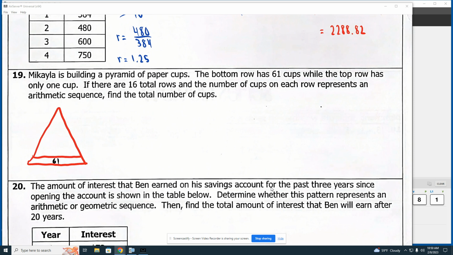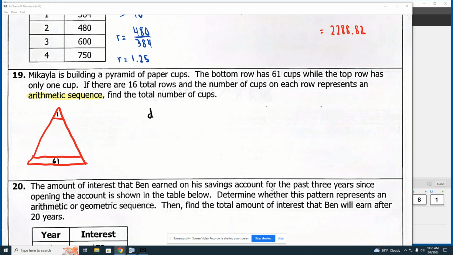And the top row has only 1 cup up there. If there are 16 total rows, and the number of cups on each row represents an arithmetic sequence. So they actually tell me. I don't even have to think. So we know we need a what? We need a common difference.